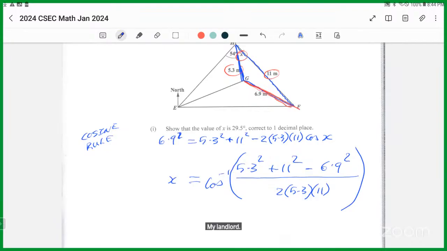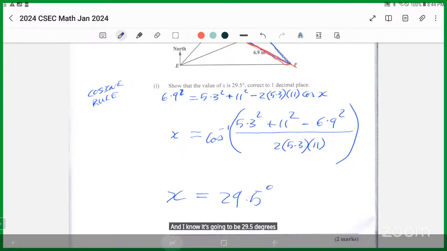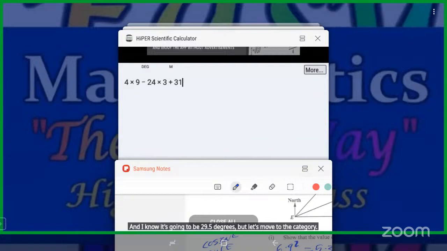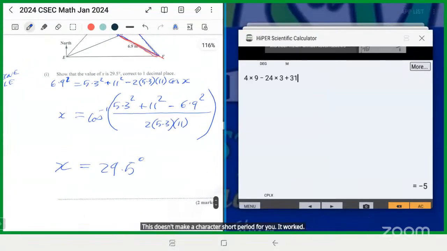Yes, sir. That's why I encourage pencil. They can erase some stuff and move them around sometimes. So just put this in the calculator, now you have the x. And I know it's going to be 29.5 degrees. But let's move it to the calculator. Let's just make the calculator show it for you. It worked? You tried it a while ago?